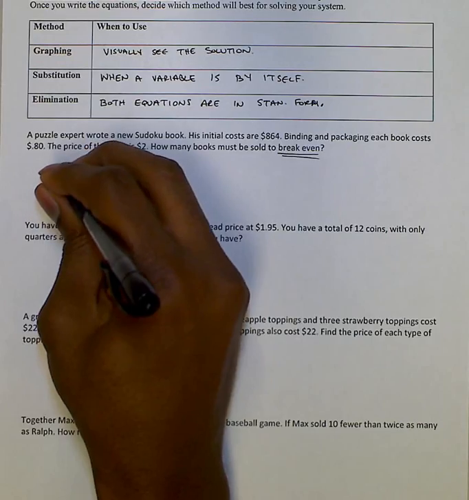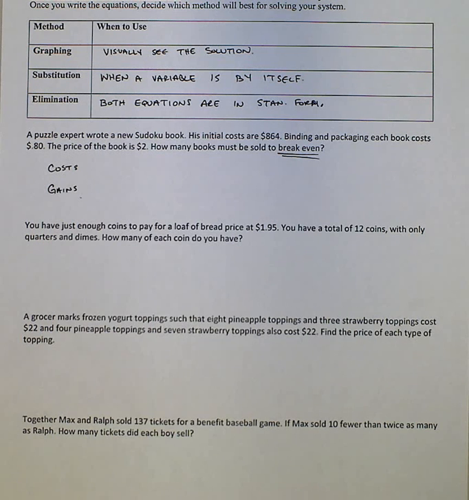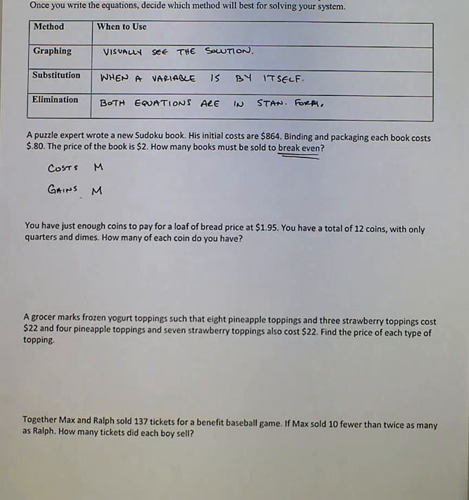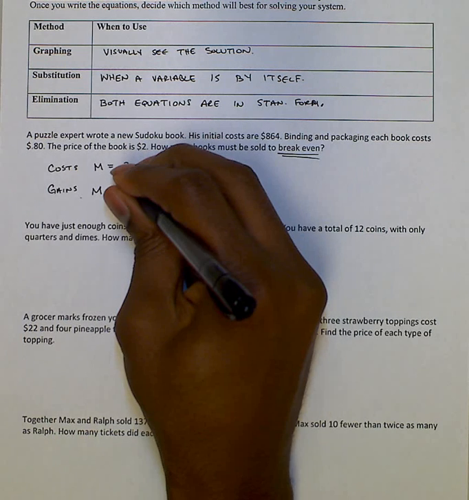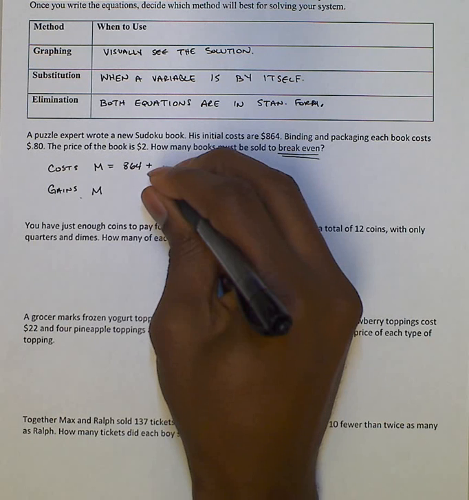With these systems of equation problems, it's important to realize that they are giving you two equations. If you organize yourself to say there's two equations, it makes it a little bit easier. In this case, they're giving us two equations, one about costs and one about gains. In both situations they're talking about money, so I'm just going to use M. That's how much it costs. The money for costs is that it initially cost $864, and then it costs 80 cents more for every book that we make. So I'll say 0.8b.